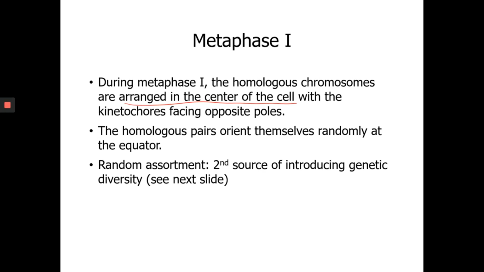So in metaphase 1, homologous chromosomes will orient themselves randomly at the equator. This is very important. There might be a question on the test asking you, when do homologous chromosomes orient themselves randomly at the metaphase plate or at the equator? The answer is going to be metaphase. And in that process, you're going to have a phenomenon called random assortment. So what is random assortment? Before I show you that, remember this. This is very important. Random assortment, just like crossing over, can introduce genetic diversity into the offspring.